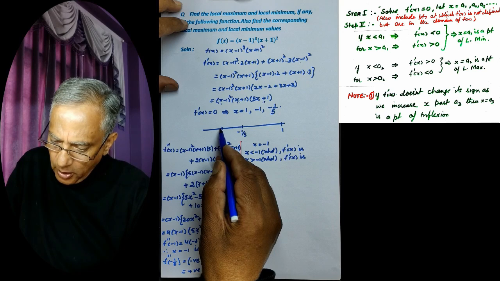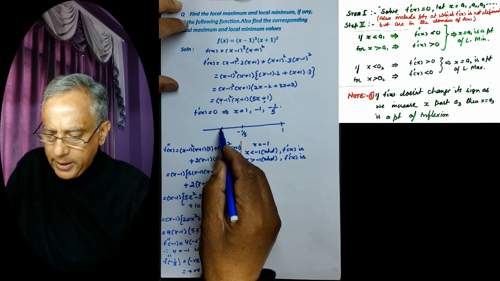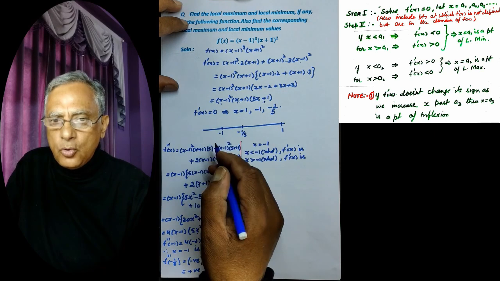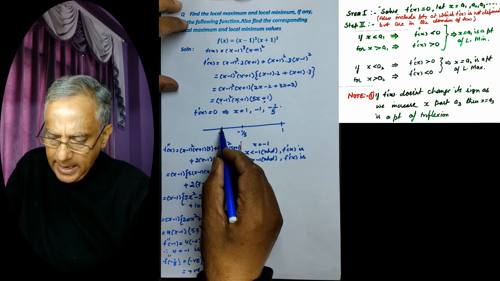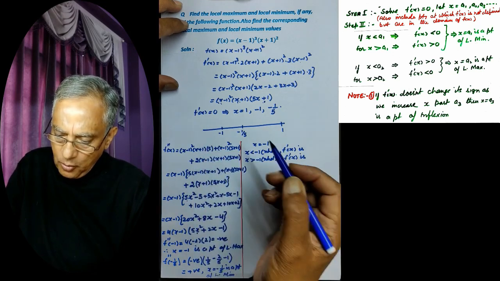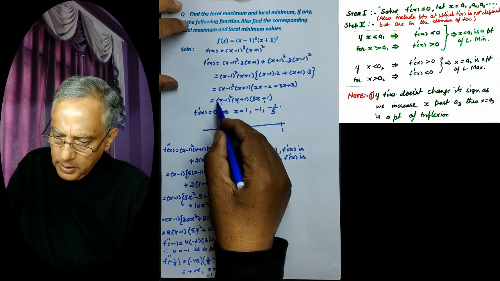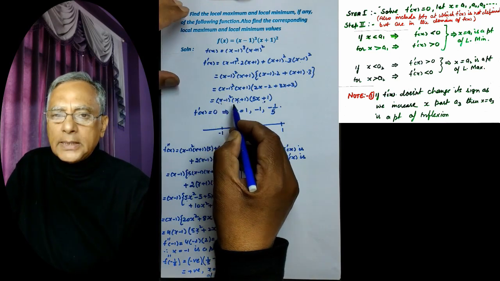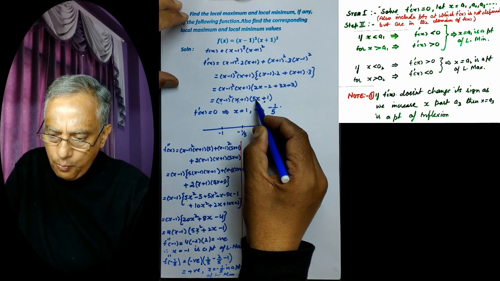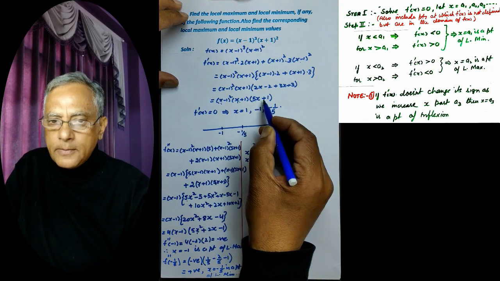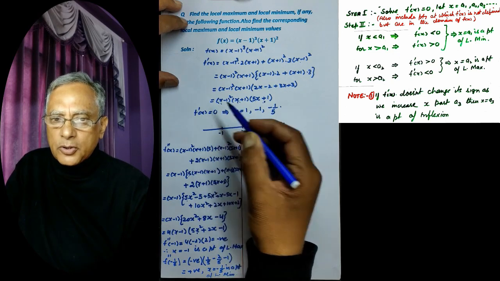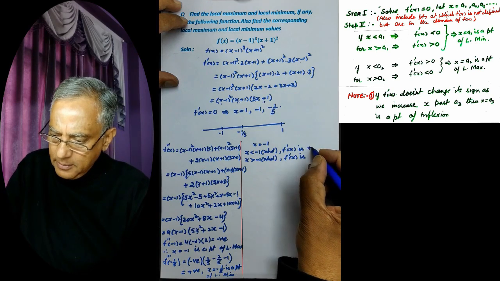So for x less than minus 1, take any one point. Minus 2, minus 3, or minus 1.1, minus 1.2, you can take any point. So take the point minus 2 for rough calculation. At minus 2, this is positive. We need not check the sign of this. Minus 2 plus 1 is negative. Minus 2 into 5 is minus 10 plus 1 is negative. So this is negative, and this is positive.